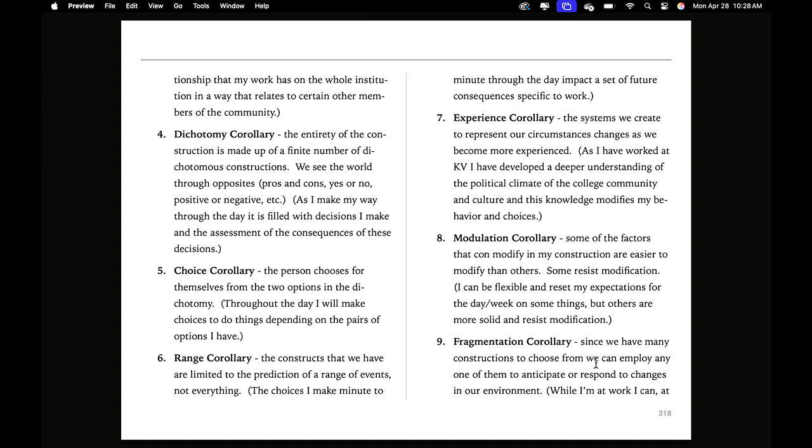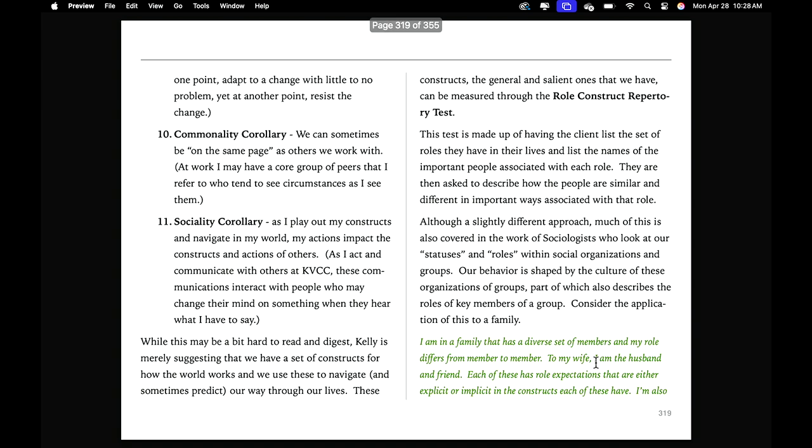Modulation corollary, these are some of the factors that can modify my construction. Sorry about the spelling here. Some aspects of my personality are easier to modify than others. We have lots of constructions to choose from. We can employ them to anticipate or respond to change in our environment. That's the fragmentation corollary. Commonality, this is working with others. And sociality, this is how my actions impact the constructs of others.